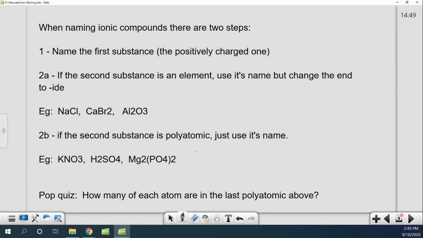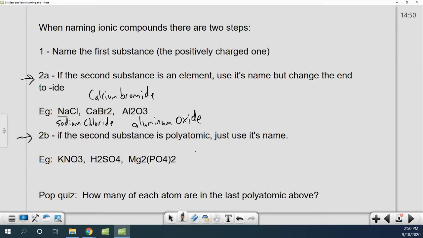When naming ionic compounds, 2 steps. You name the first substance. You take a look at it, the positively charged thing, what's the name of it? You write that down. And then you have 2 possibilities, 2A and 2B. 2A, if the second substance is just an element, you use its name, but change the ending to IDE. So I named the first one, sodium. Second one is an element, instead of chlorine, I change it to chloride. This would be calcium bromide. And this would be aluminum oxide. Doesn't matter about the numbers because we know what the numbers will be from the charges. You don't have to write anything with the numbers, just aluminum oxide.